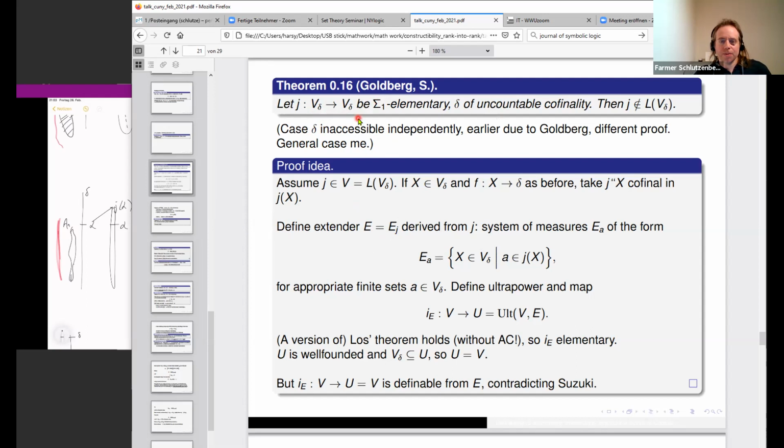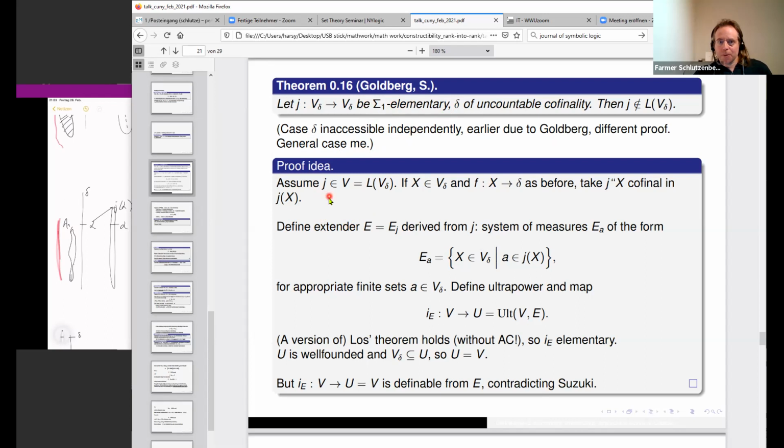Let me just read the theorem first. If J from V delta into itself is sigma 1 elementary and delta has uncountable cofinality, so in particular it's a limit here, then J is not constructible from V delta. The delta inaccessible case was done earlier independently by Goldberg, and then the general case I did. The two proofs are different.